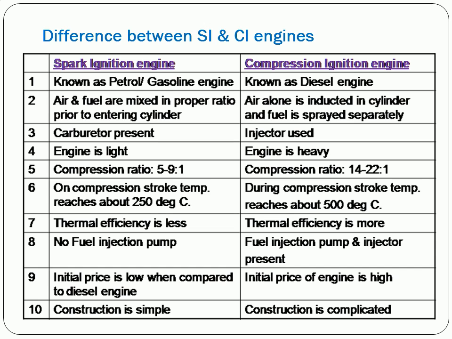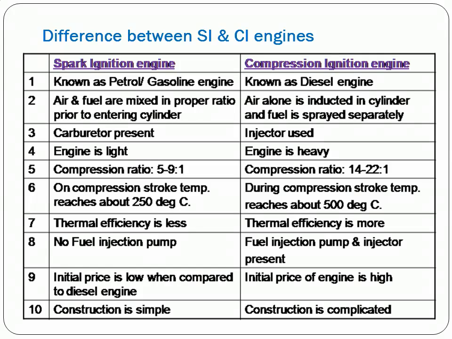First of all, we will study the difference between SI and CI engine. Full form of SI, as you all know, is spark ignition engine, and full form of CI is compression ignition engine.